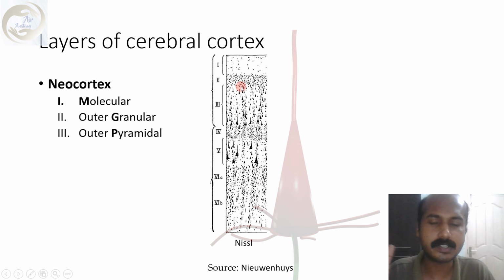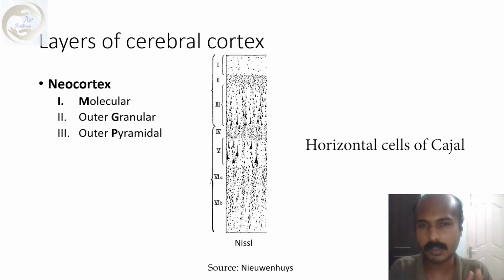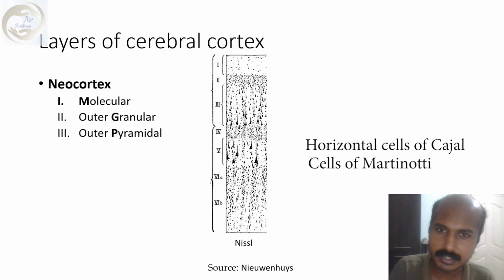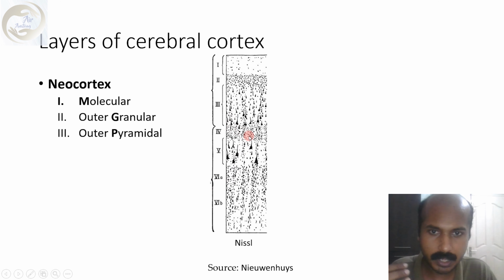So these two cells are the most important cells that you need to learn in the cerebral cortex. The other types of cells are horizontal cells of Cajal, the cells of Martinotti, fusiform cells, but these two are the most important. So deep to the third layer, you have layer 4, and layer 4 contains granule cells, again similar to layer 2. So this is called the inner granular layer.